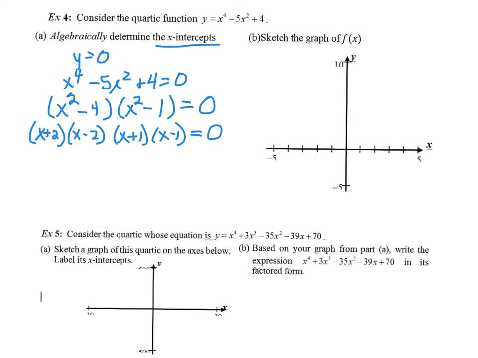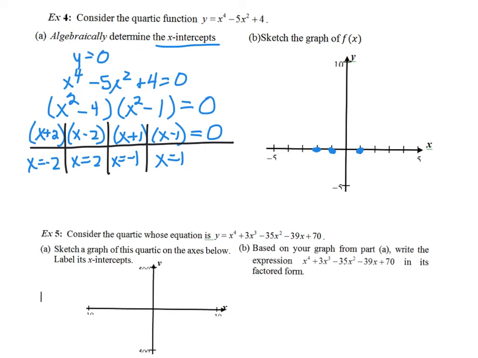Of course, I see that I've got 4 factors. That makes sense because I've got a polynomial to the 4th degree. So setting each of these factors equal to 0 and using our zero product property, I'm getting as my roots x equals negative 2, x equals positive 2, x equals negative 1, x equals positive 1. So let's go ahead and plot those on our graph. So there's negative 2, negative 1, positive 1, and positive 2. So 4 roots where my graph is going to cross the x-axis.